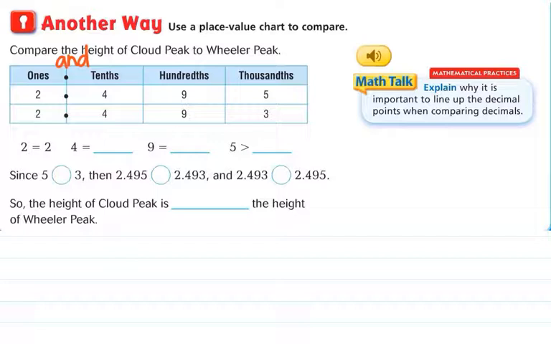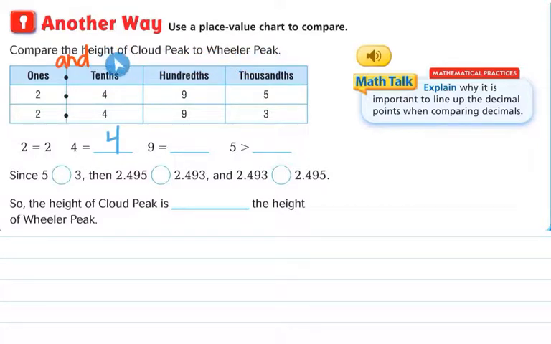So now, boys and girls, we're going to compare. 2 is equal to 2, and let's look now to the right. We have in the tenths place 4. 4, boys and girls, is equal to 4. So that means that we have to keep moving further to the right.